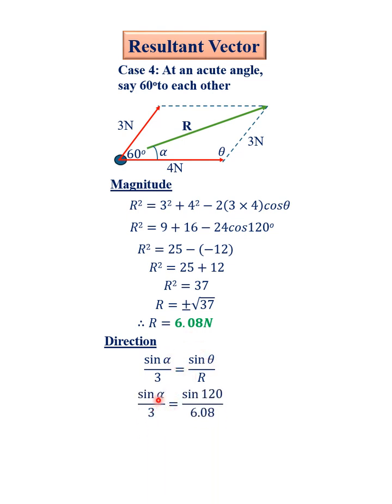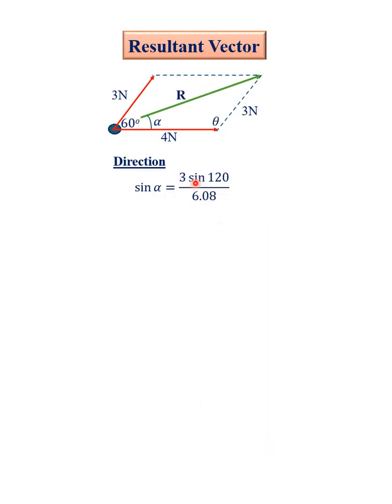So this becomes sine alpha all over 3 equals sine 120, because theta is 120, all over 6.08, because R is 6.08 from what we've solved. We make sine alpha the subject of the formula. 3 will multiply this so that sine alpha equals 3 sine 120 all over 6.08. Sine alpha is equal to 2.6 all over 6.08. If you put 3 sine 120 in your calculator, it gives you 2.6. Dividing by 6.08, sine alpha is equal to 0.4276.